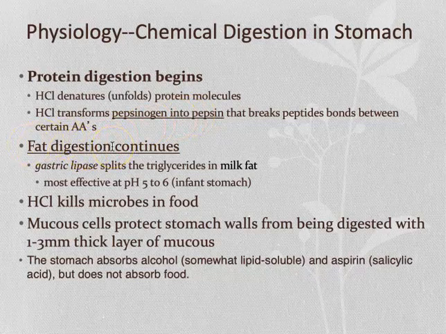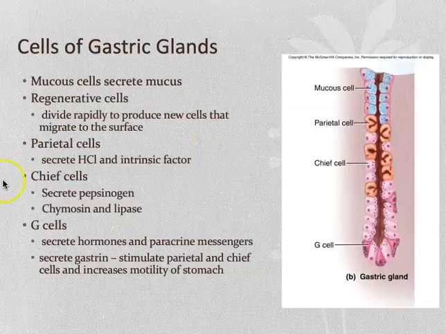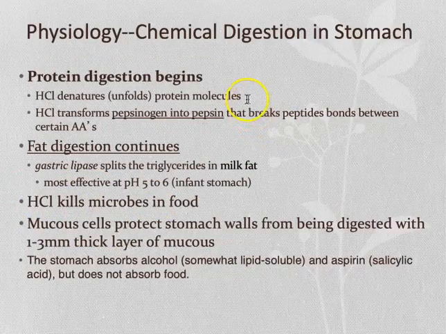Fat digestion is going to continue. It begins here using gastric lipase that is going to split triglycerides in milk fat, as well as lingual lipase, as well as the chymosin that we mentioned earlier, secreted by the chief cells. So this lipase from the chief cells, along with the lingual lipase, is really working on milk fats, which is what it's best suited for.